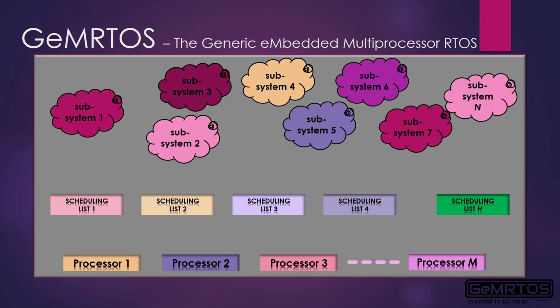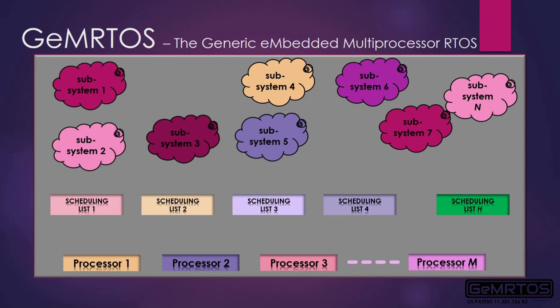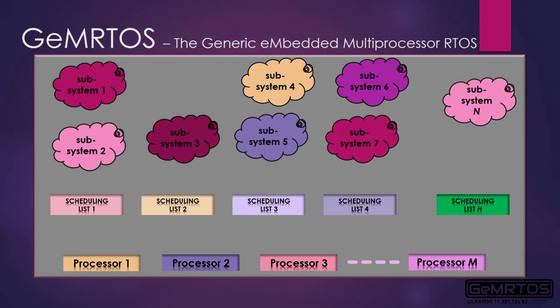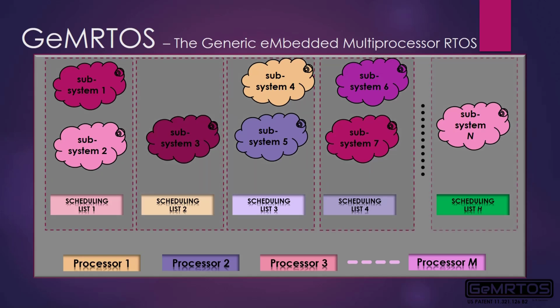GeMRTOS introduced an innovative hybrid partition scheduling based on scheduling lists. Subsystem tasks are assigned to scheduling lists. There can be as many scheduling lists as the designer sees fit. Each scheduling list may be assigned any arbitrary scheduling priority based on the performance requirements desired for the subsystems. Each individual scheduling list may be assigned a fixed priority, earliest deadline first, round robin, or any arbitrary priority discipline.